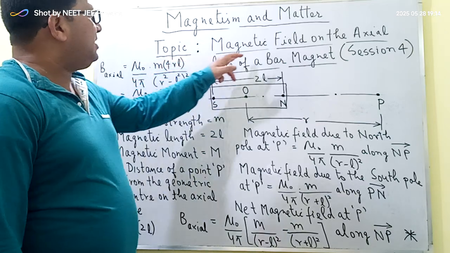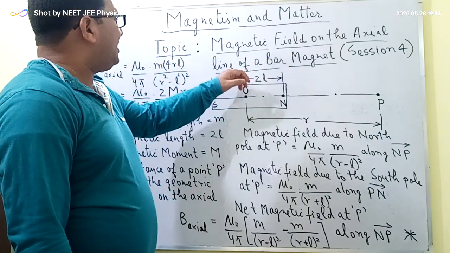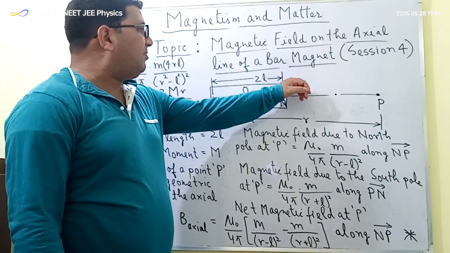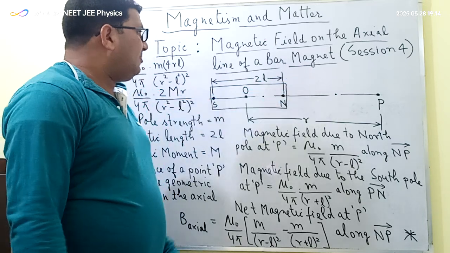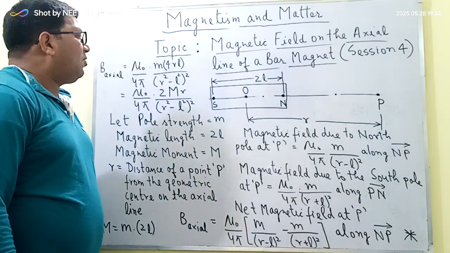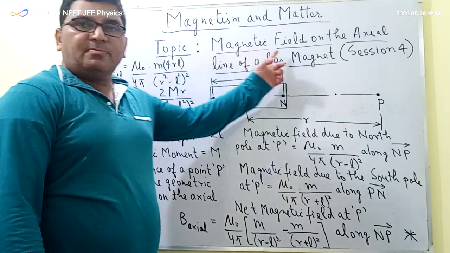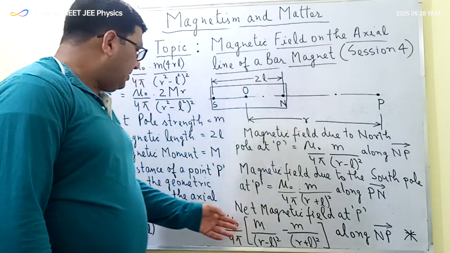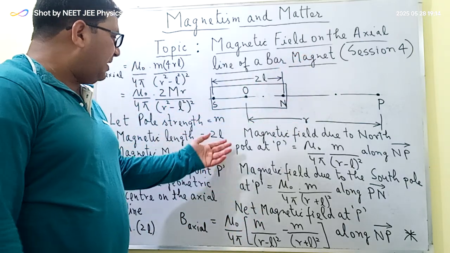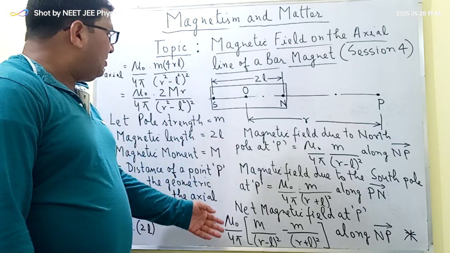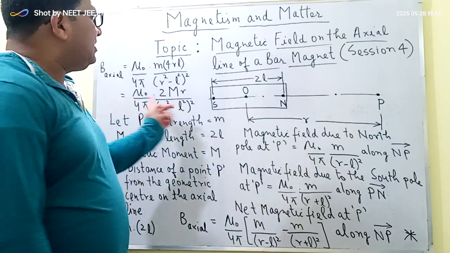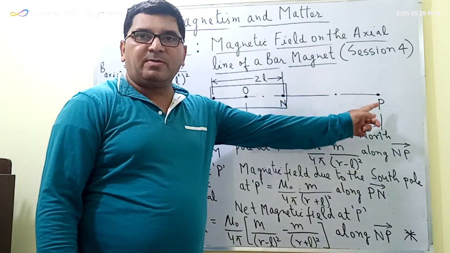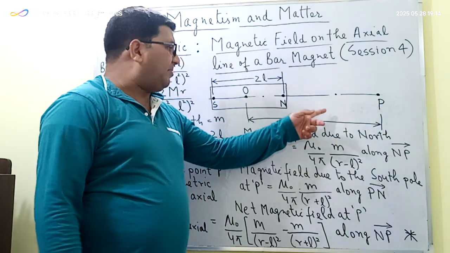The topic is the magnetic field on the axial line of a bar magnet. So today we will be deriving the equation for the magnitude of the magnetic field on the axial line of a bar magnet. I have already derived the equation for the magnetic field at any point P on the axial line of a bar magnet.